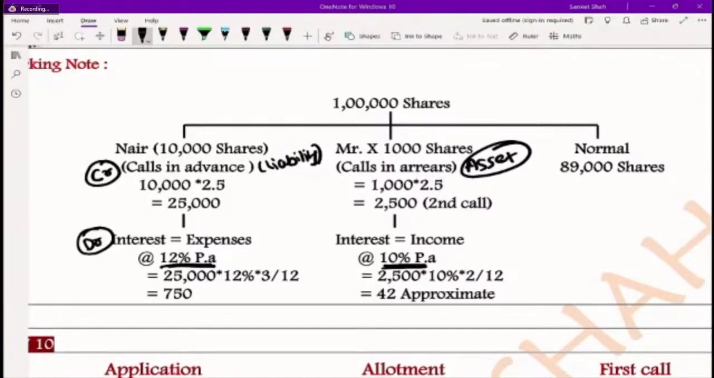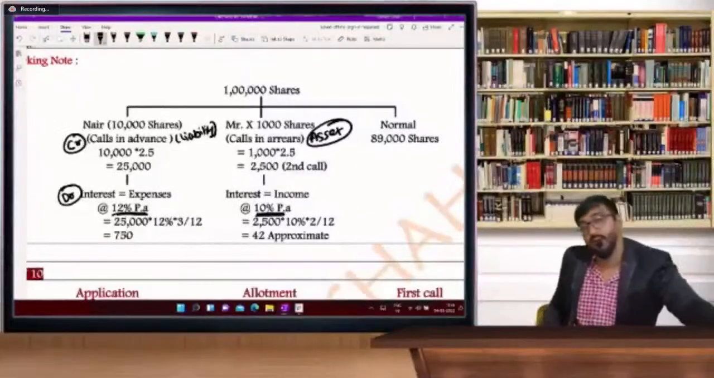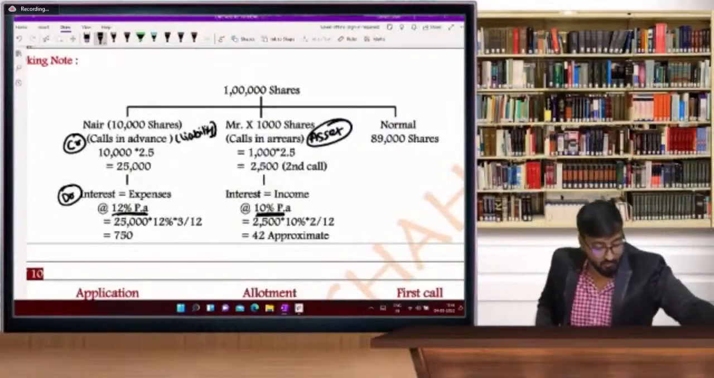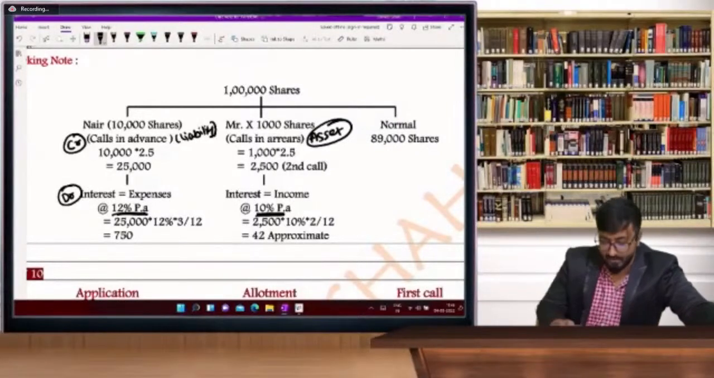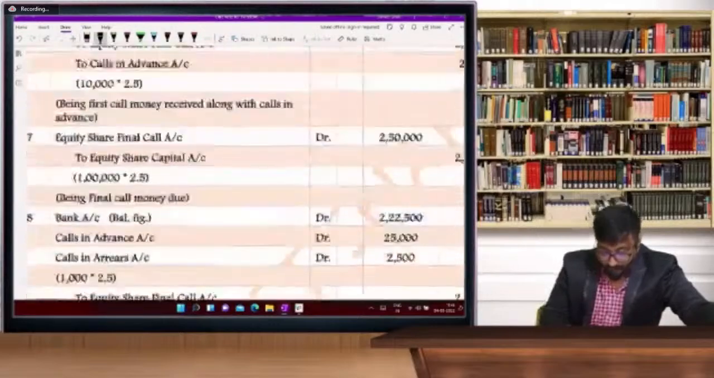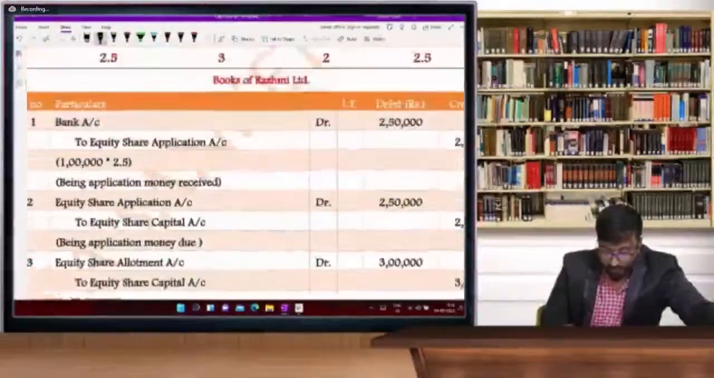Over, sir. Over, sir. Sir, you made accounts very easy. Hope you will teach us at inter level also. Yes, beta. If ICAI permits me, yes, I will teach you. Don't worry, I will teach you at inter level.